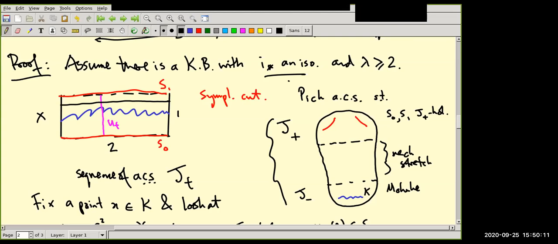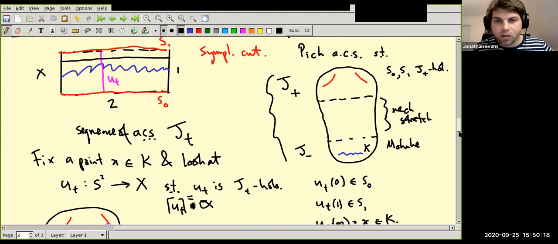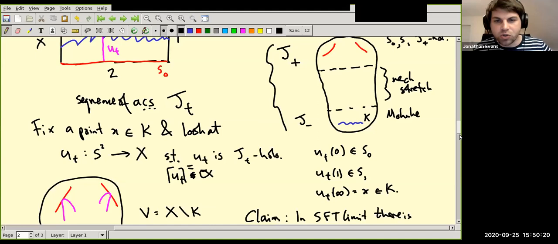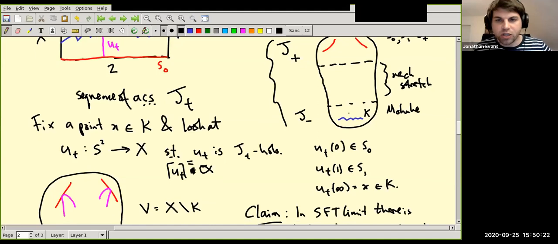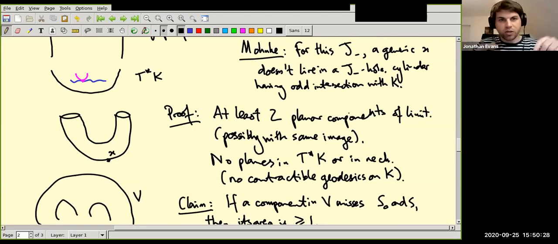I had one question. Can you remind again why there had to be 2 planar components? Yeah, sure. That's because we were stretching a sphere. A sphere has Euler characteristic 2. The limit will have lots of punctured pieces, but nothing closed, right?